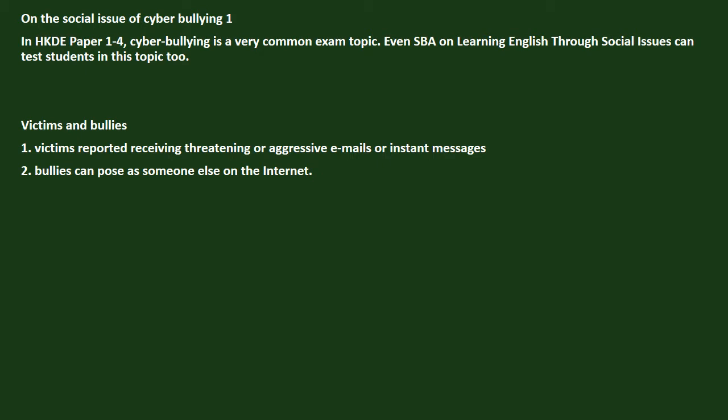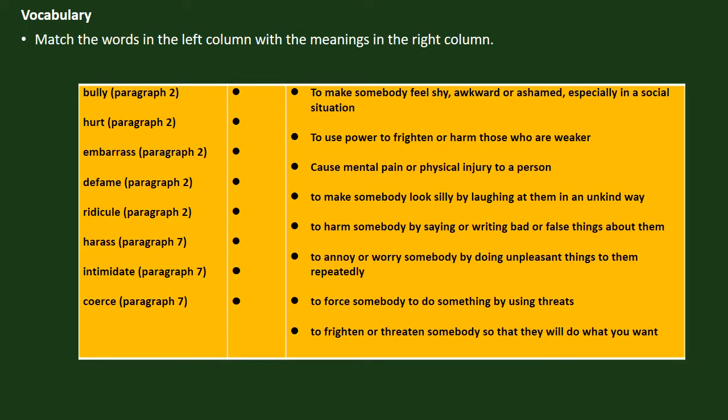1. Victims reported receiving threatening or aggressive emails or instant messages. 2. Bullies can pose as someone else on the internet. Vocabulary. In the table below on the left are the vocabularies. On the right are the descriptions. Try to match the vocabulary on the left with the descriptions on the right. Press pause now, and when you're ready, please press play again.